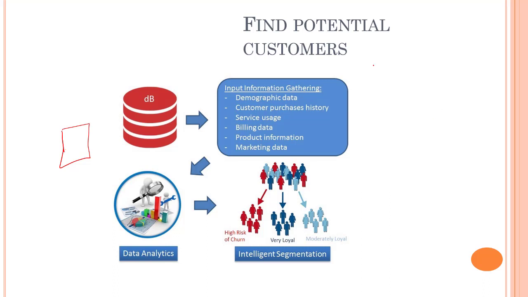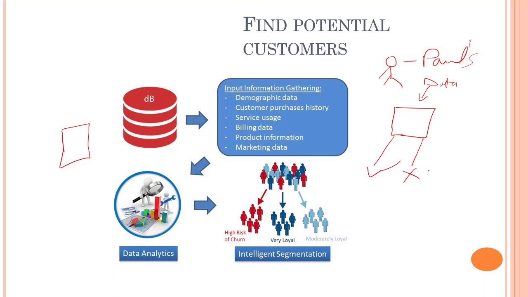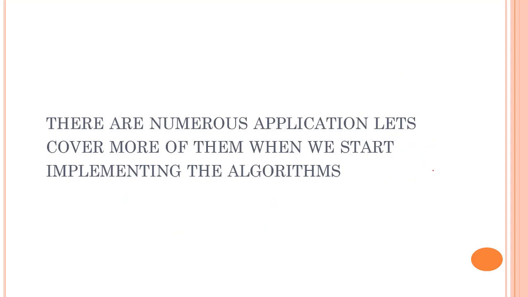So we pass on the data of an employee. Let's say there's a man named Paul. Paul's data is passed into the system, and then the system will say if he is okay to approach for a credit card or he shouldn't be approached for a credit card. So these are some of the applications. There are numerous applications that machine learning provides.